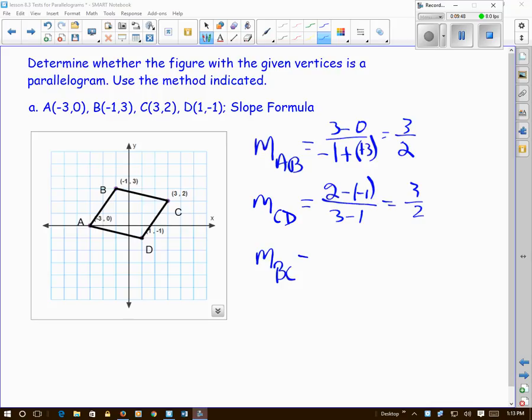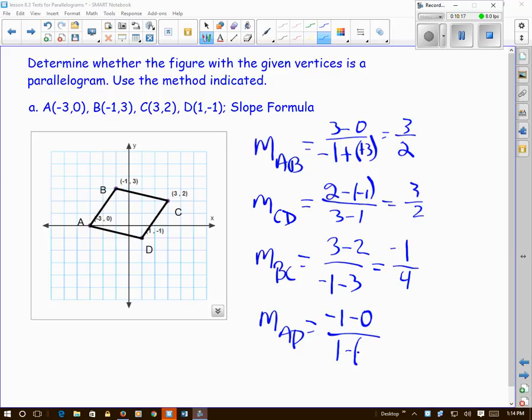The slope of BC is 3 minus 2 over negative 1 minus 3, which is negative 1 fourth. And the slope of AD, we have negative 1 minus 0 over 1 minus negative 3, which is, again, negative 1/4. So opposite sides are parallel. Therefore, this figure is a parallelogram.